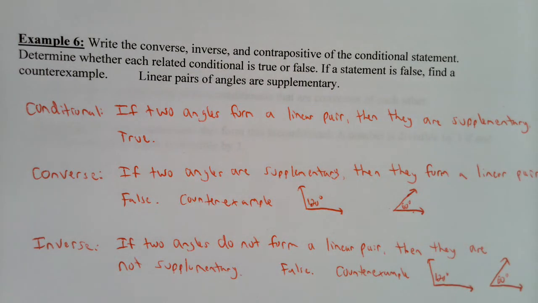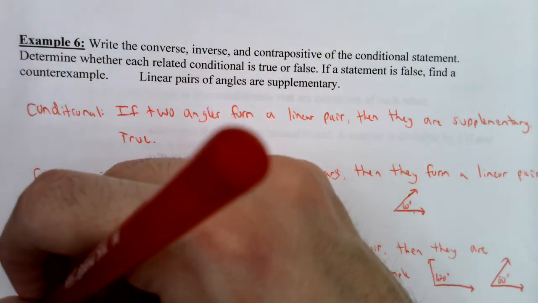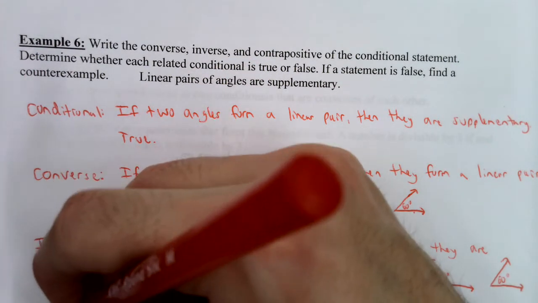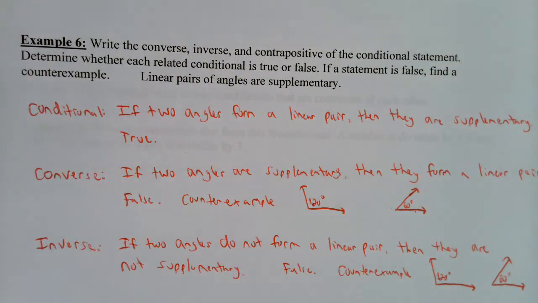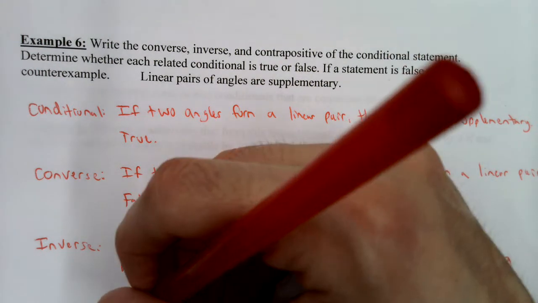Now let's do the contrapositive. If two angles are not supplementary, then they do not form a linear pair.